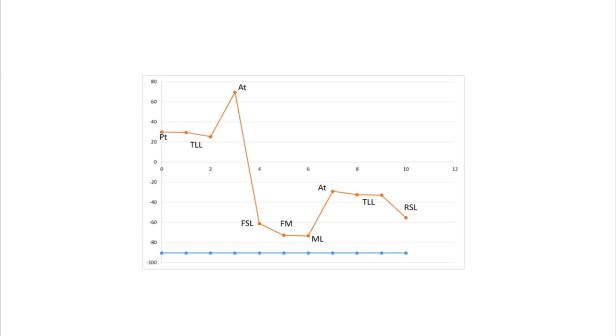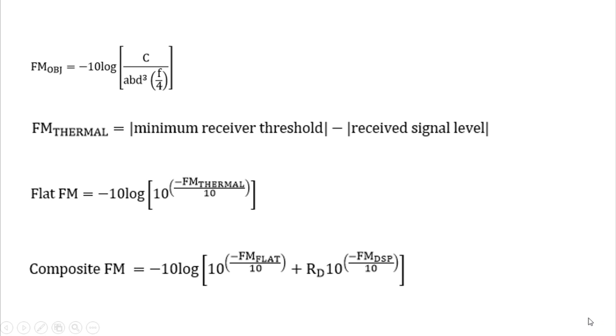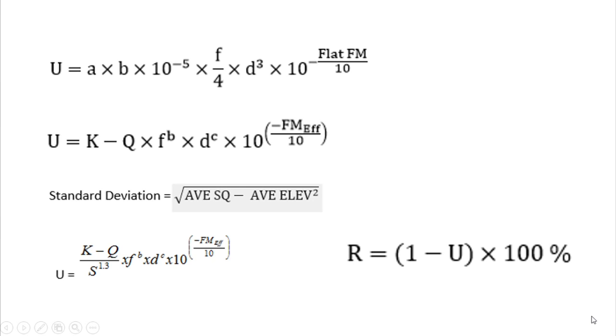These are the formulas for different fade margins. The fade margin gives enough gain to accommodate expected fading so that the quality of the microwave is maintained. These are the different formulas in reliability. If the calculated reliability is at 99.99% or greater, the design is theoretically capable of transmitting data without problems.